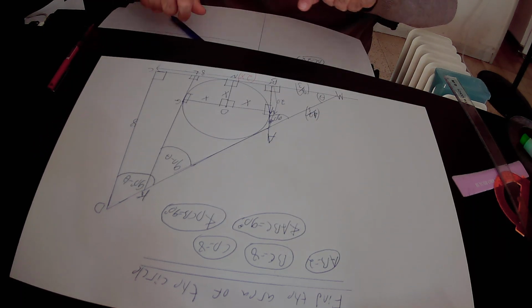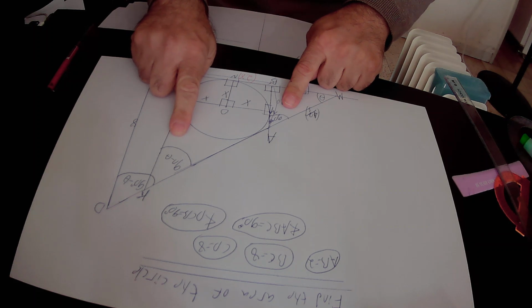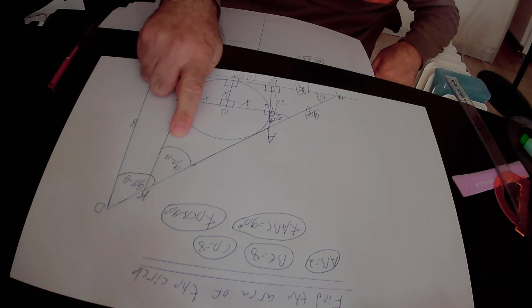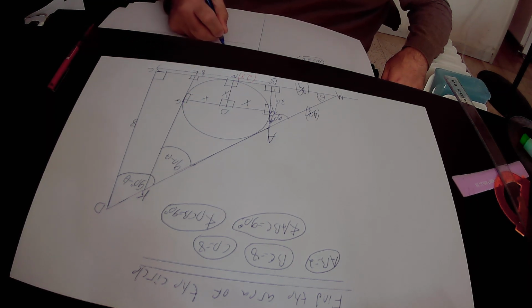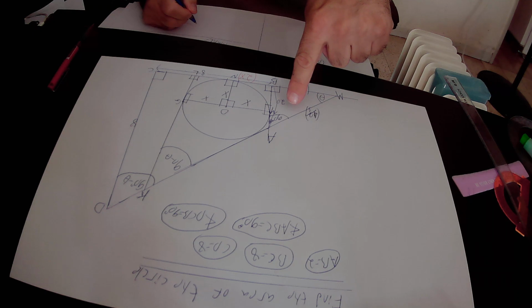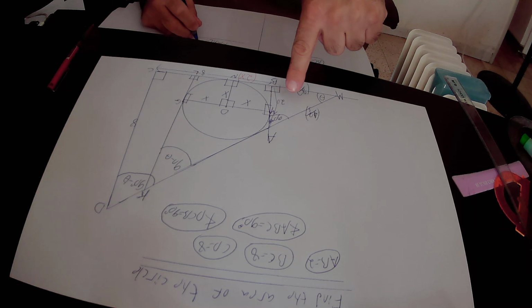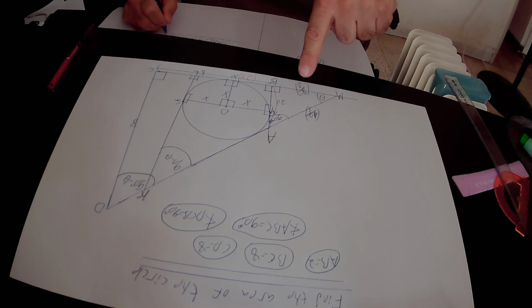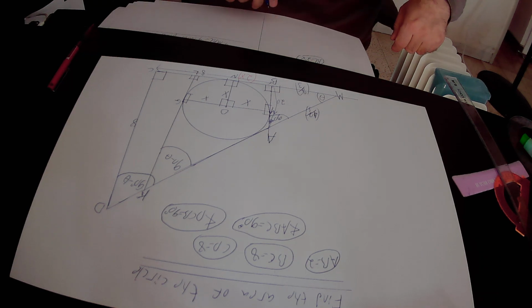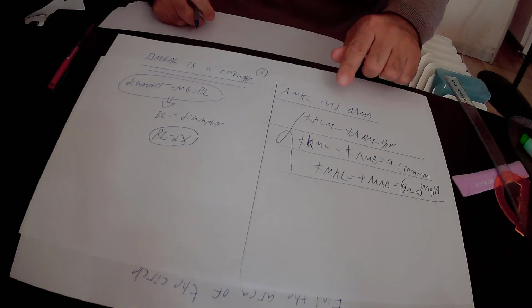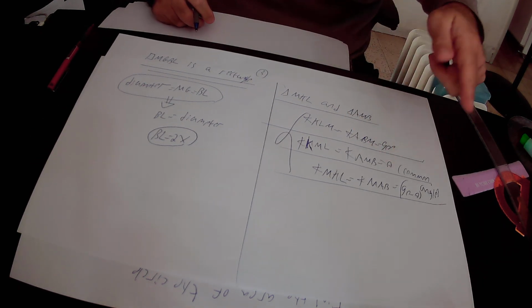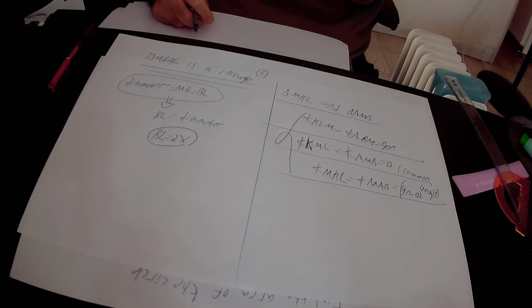And finally, those two angles are both equal to 90 degrees minus theta, therefore they are equal to each other. This is angle MKL in the big triangle, and it is equal to this angle, which in the small triangle is angle MAB. Angle MKL in the big triangle equals angle MAB in the small triangle. They are both equal to 90 degrees minus theta, therefore they are equal to each other.